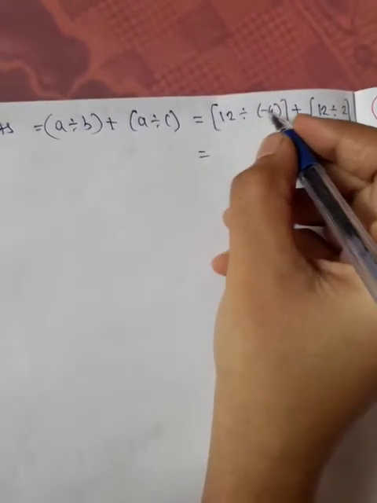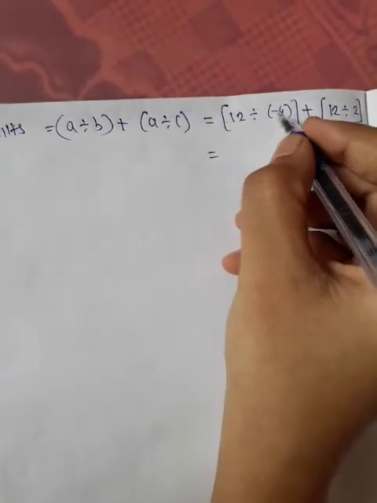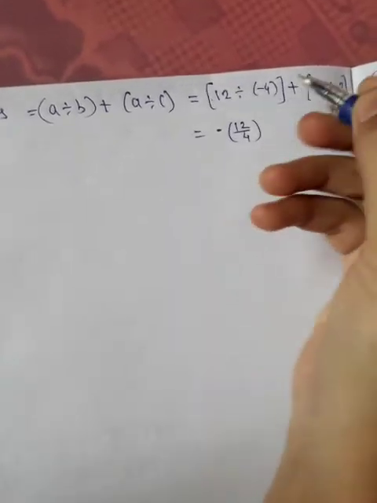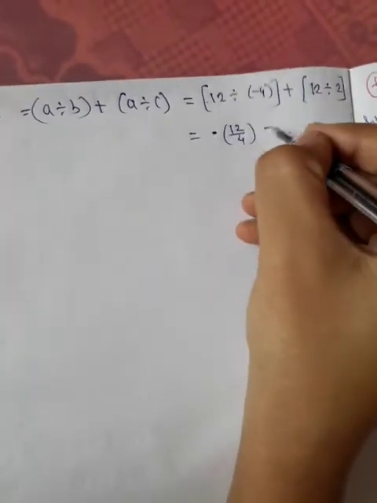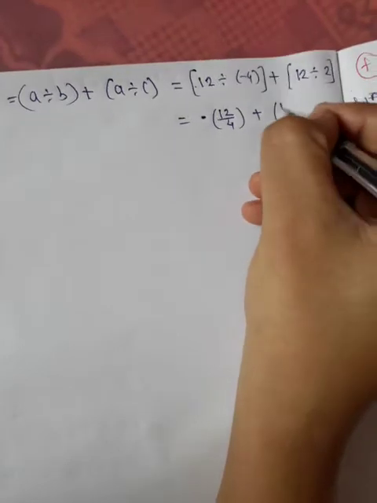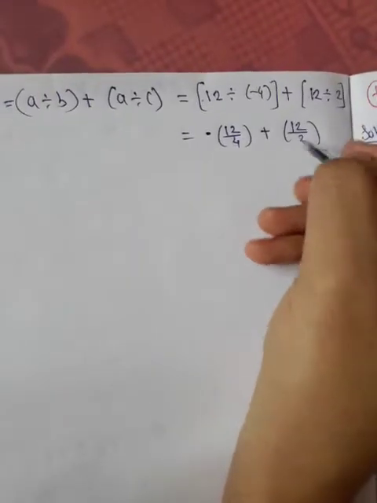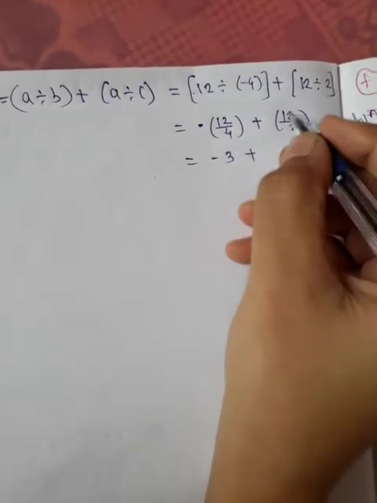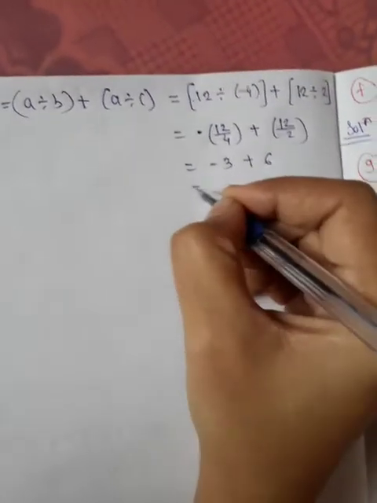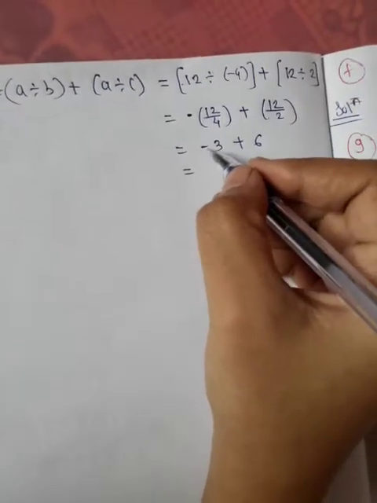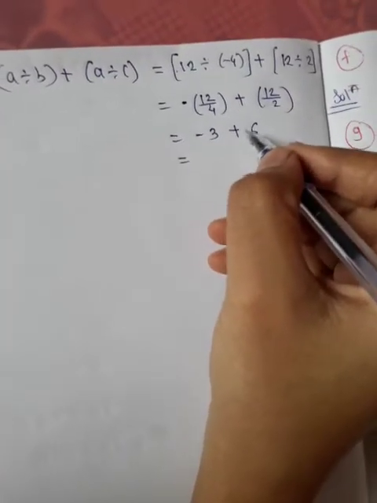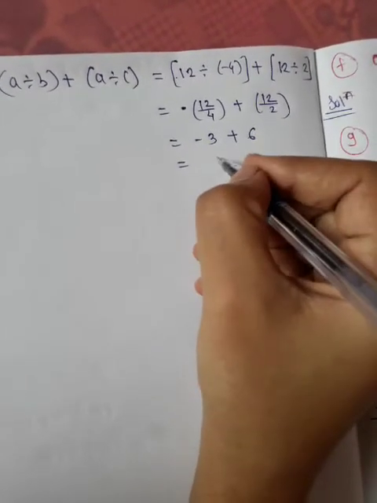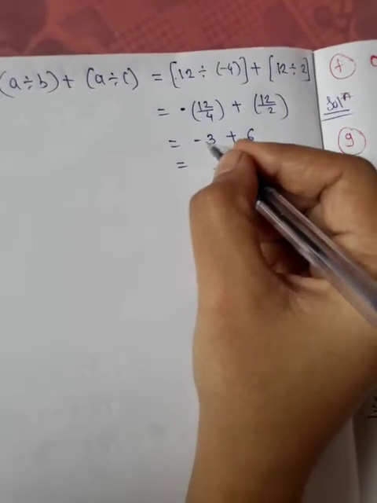Here 12 is divided by minus 4, means a positive integer is divided by a negative. So take the negative sign outside and divide them as whole numbers. So I can write directly minus 12 upon 4, plus here a positive integer divided by a positive, so we do the division directly. So 12 upon 4 is 3, plus sign as it is, 12 upon 2 is 6, and here 3 has a negative sign, 6 has a positive sign, means they have different signs, so we subtract. So subtraction of 6 and 3 is 3, and give the sign of the bigger number.